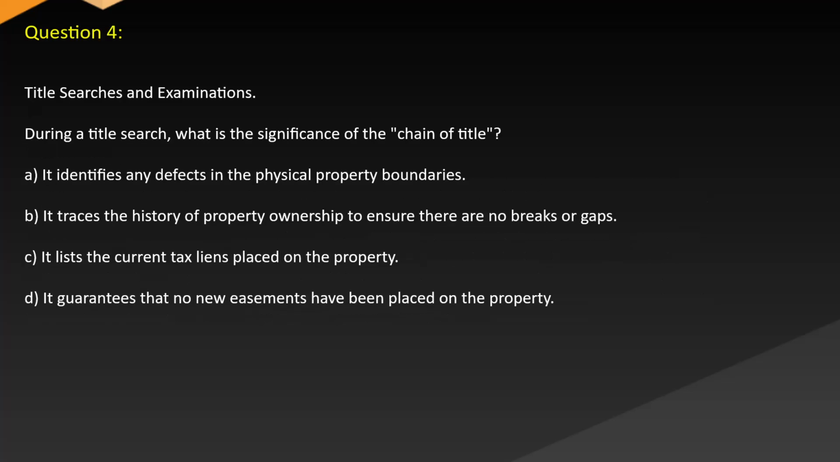Question 4. Title searches and examinations. During a title search, what is the significance of the chain of title? A. It identifies any defects in the physical property boundaries. B. It traces the history of property ownership to ensure there are no breaks or gaps. C. It lists the current tax liens placed on the property. D. It guarantees that no new easements have been placed on the property.